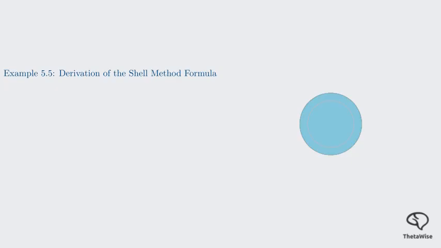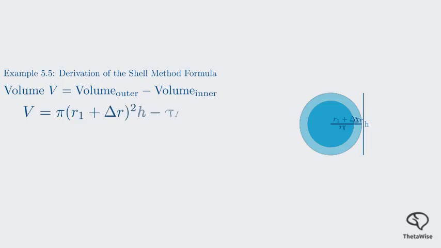The shell method formula can seem a little less intuitive than the disk method. Let's take a moment to see where the 2 pi r h t, or in our case 2 pi y x delta y, comes from. Let's consider a hollow cylinder. It has an inner radius, an outer radius, and a height h. Let's label the inner radius r1, the outer radius r1 plus a small change delta r, and the thickness of the wall delta r.